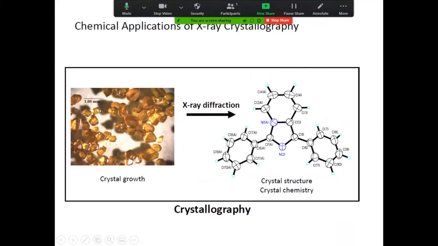So today we're going to talk about X-ray crystallography, a brief history. X-ray crystallography deals with crystal growth, X-ray diffraction, and crystal structures. These are the three main components of X-ray crystallography. So we'll be talking about crystallization techniques, the theory behind X-ray diffraction, and the theory behind crystal structure solution as well.